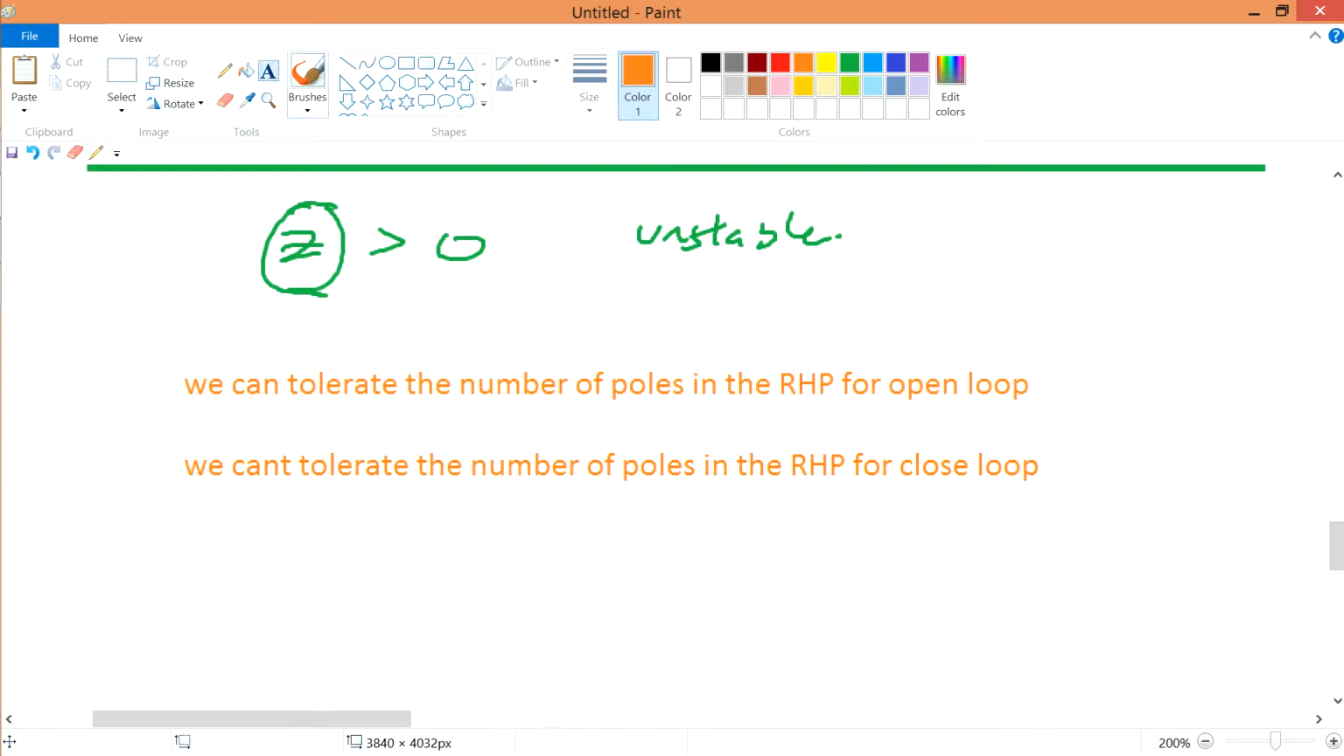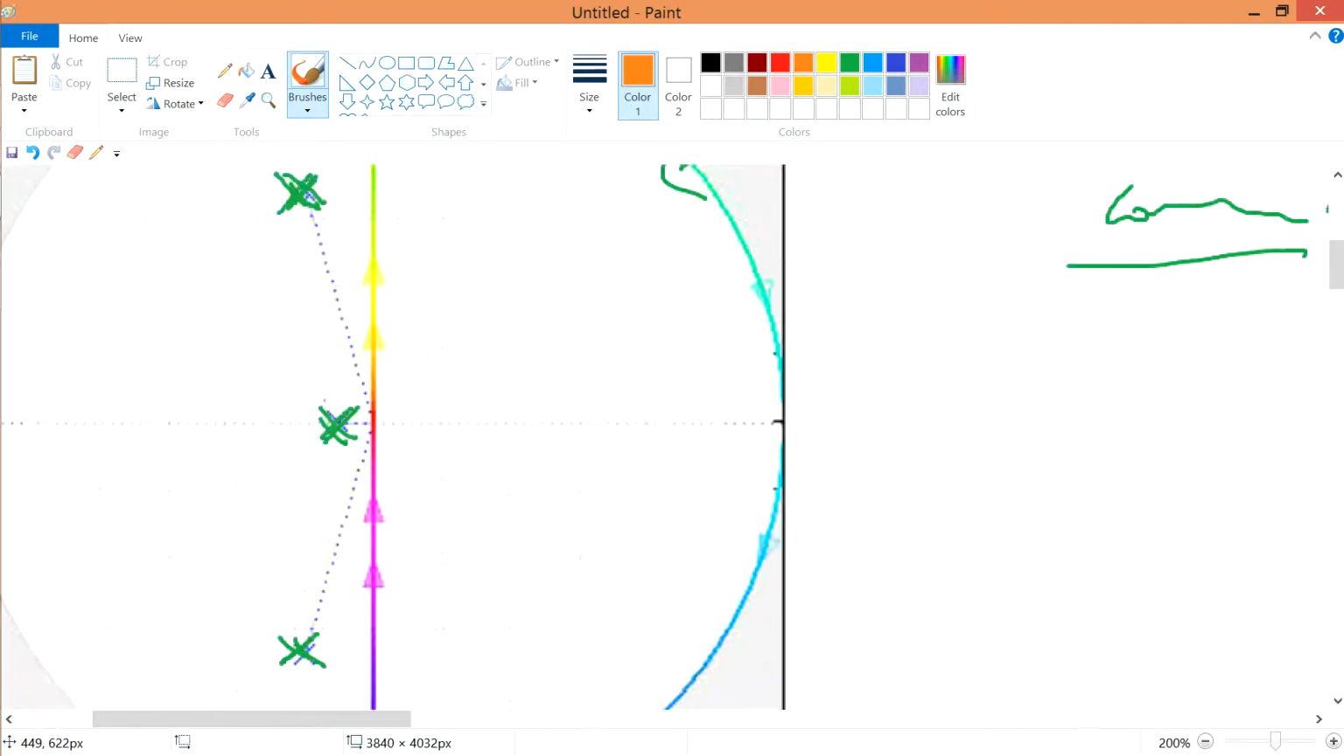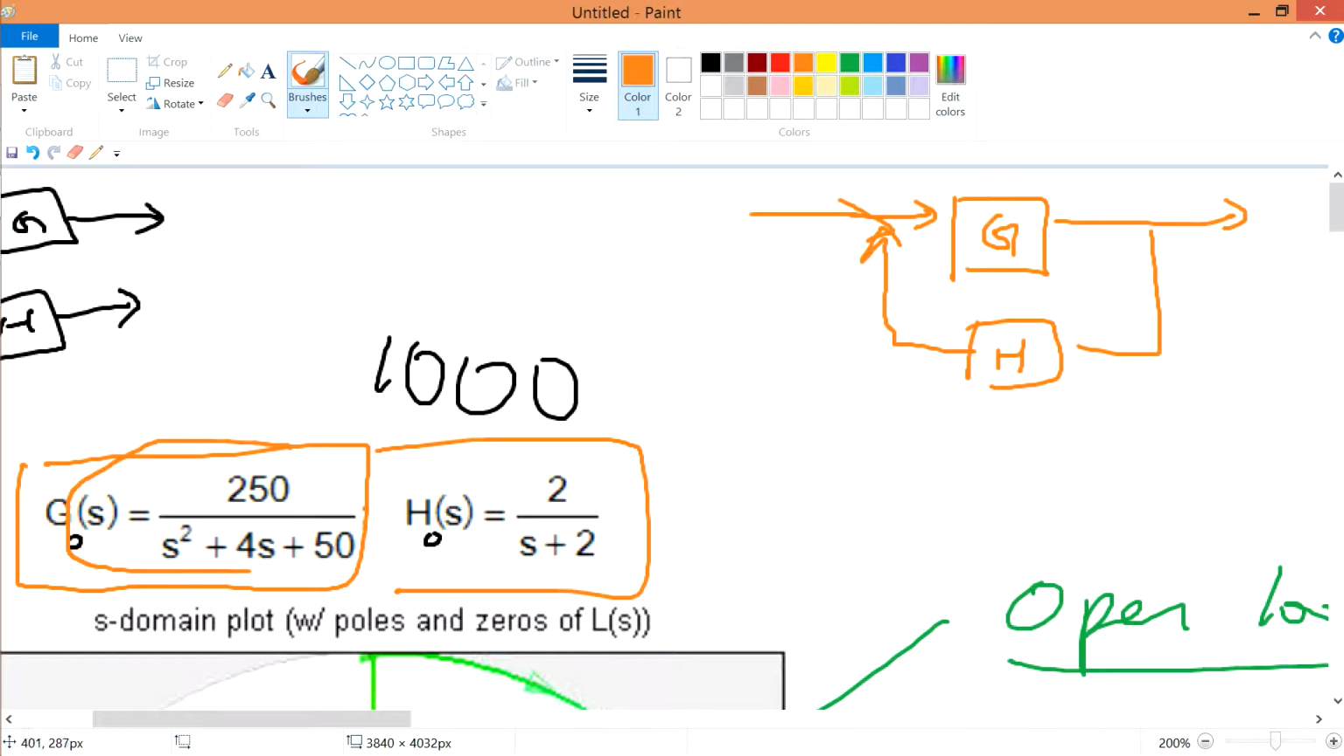Okay, my fault, sorry. Don't take back my words. It's not for the closed loop, it's for the open loop. We can tolerate the number of poles in the right half plane for the open loop. In this case, the open loops are these two, if you remember these two equations. If this is negative, then we can tolerate it.